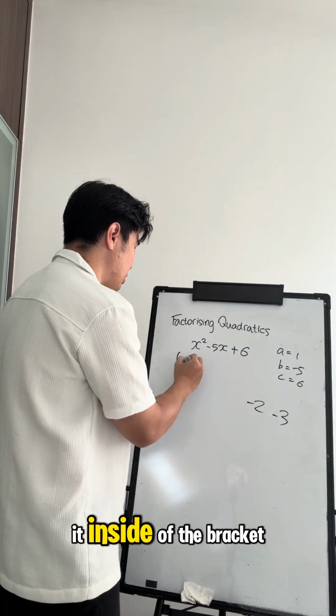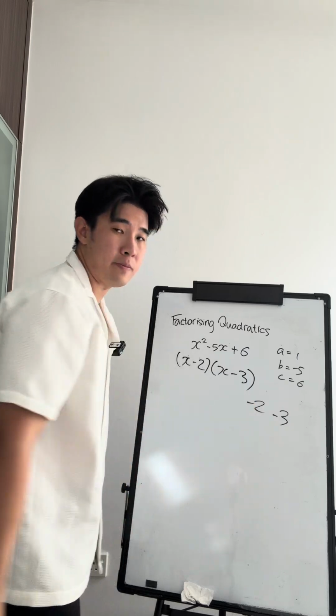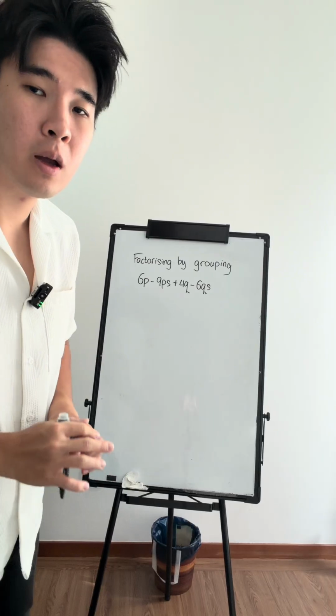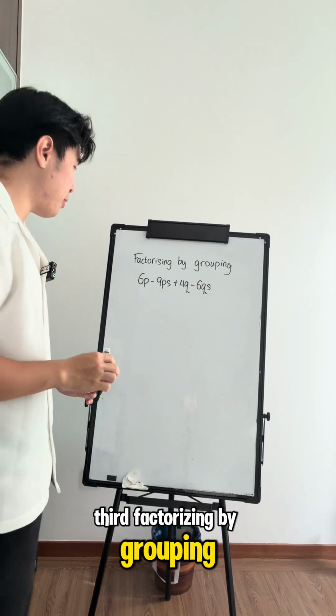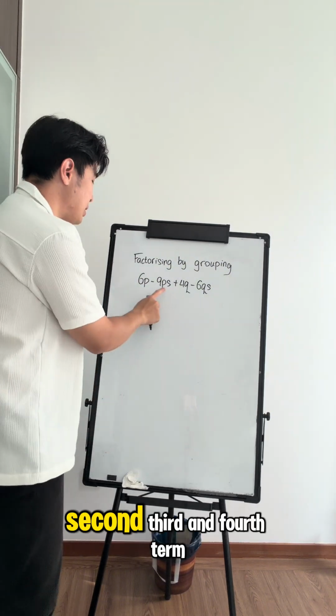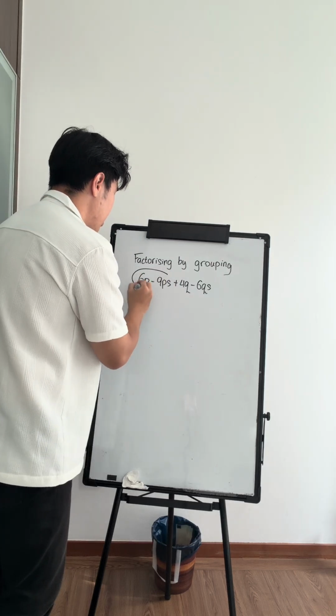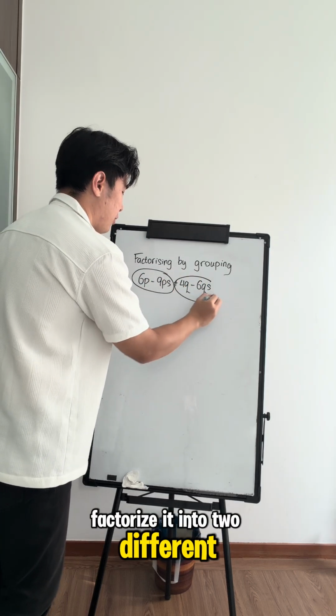We just need to put it inside of the bracket. (x - 2)(x - 3). Done. Third, factorizing by grouping. This only happens when it has 4 terms: first, second, third, and fourth term. What we need to do now is to factorize it into 2 different groups.